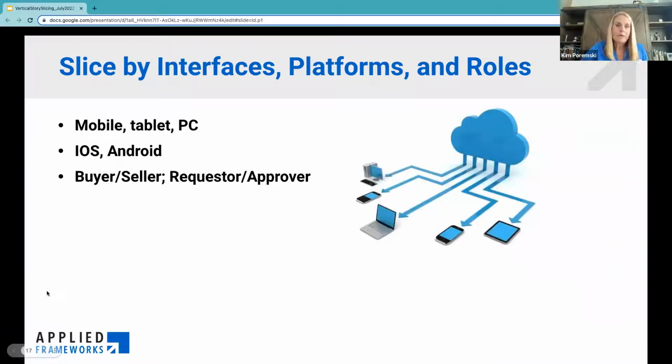And then there's slicing by interfaces, platforms, and roles. Mobile versus a tablet versus a computer. iOS versus Android. Am I a buyer on Amazon or a seller on Amazon? I'm going to have different experiences based on that. Going all the way back to that card conversation that we talked about, and not saying just a user, right? You would say as a buyer, as a seller. You're going to, again, have different experiences, and that's going to allow you to break your work down a little bit smaller.